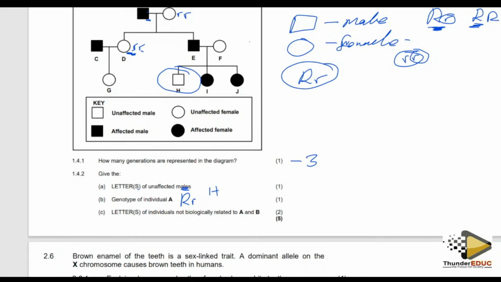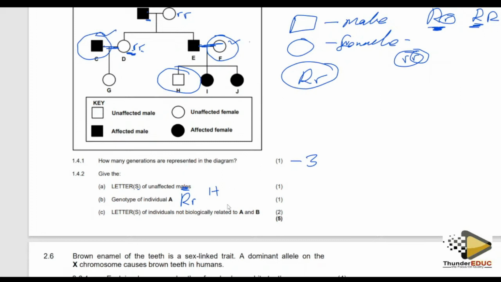All right. Give the letters of individuals who are not biological kids for A and B. Where is A and B? So in this case, this line means they give rise to these two kids. This person C and this person F, it shows that they just got married. So F and C are not biological children for this.